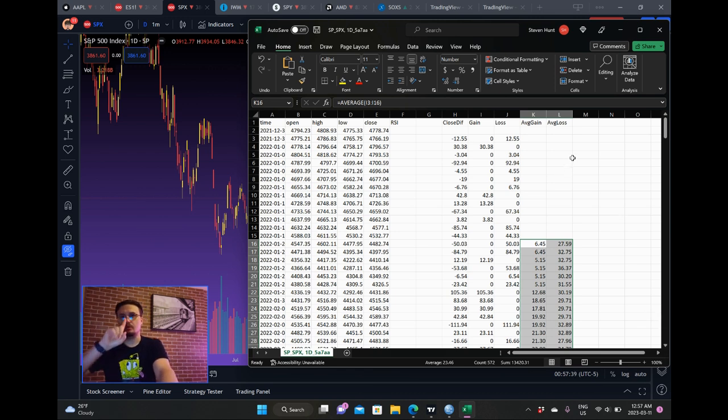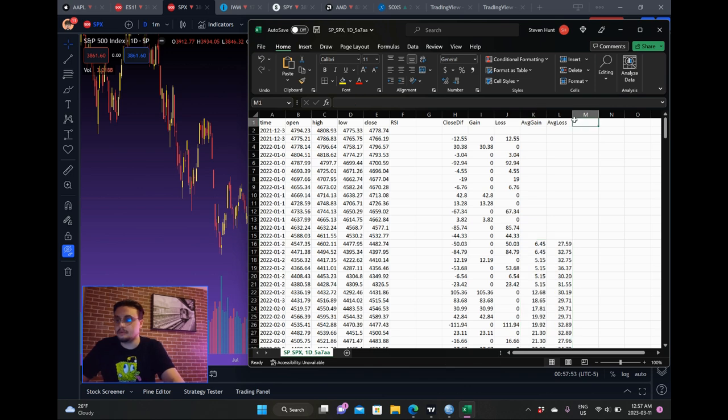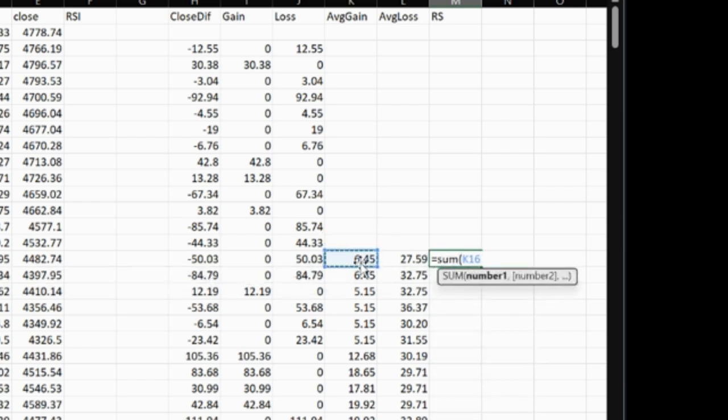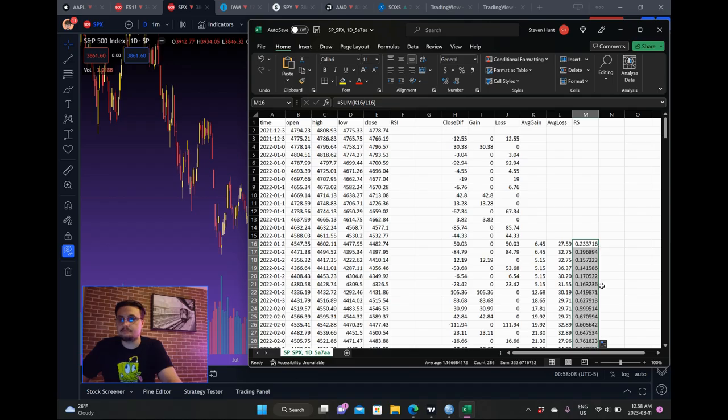So now we have to do one more step before we can actually calculate the RSI. And that is we have to calculate the relative strength, which is just average gain divided by average loss. It's really easy. Okay, so we're going to make a column called relative strength, RS, and we're going to use the average gain divided by average loss. And then we're going to send that down. Okay, so now we have everything we need to do the RSI.